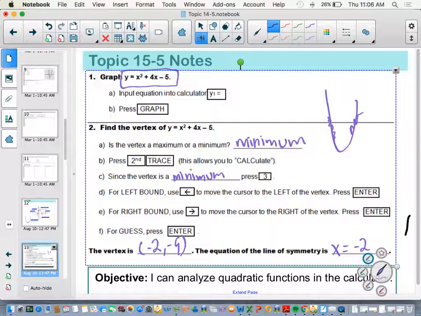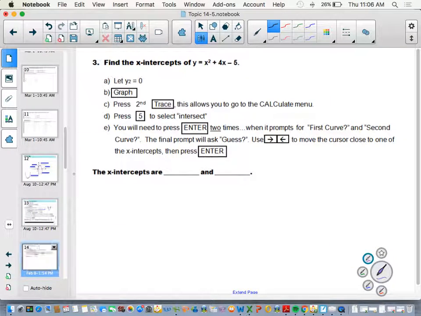Okay, so now we're going to find the solutions of it. So you're going to leave the same equation in y1. If you cleared it, go ahead and type it in again. And in y2, you're going to put a 0. So in y1, put your equation. In y2, put 0.